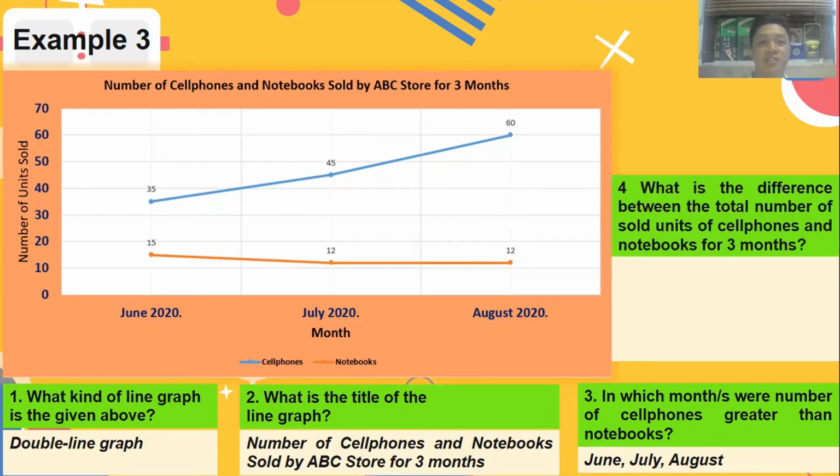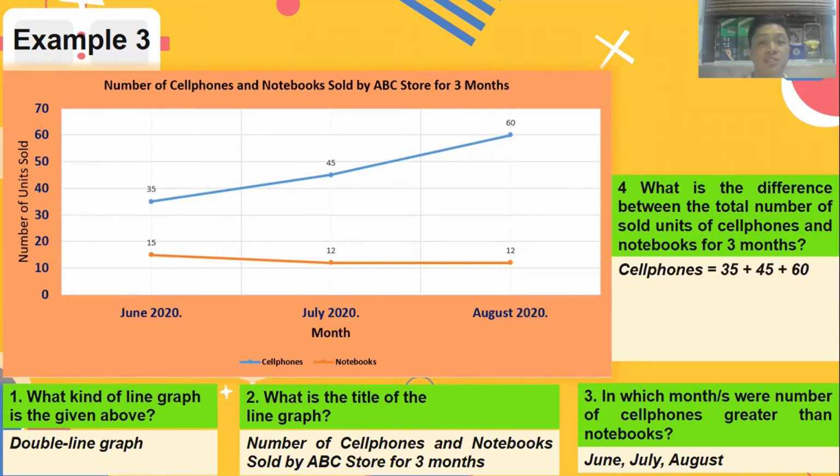And for the fourth question, what is the difference between the total number of sold units of cell phones and the notebooks for 3 months? Again, what is the difference between the total number of sold units of cell phones and notebooks for 3 months?